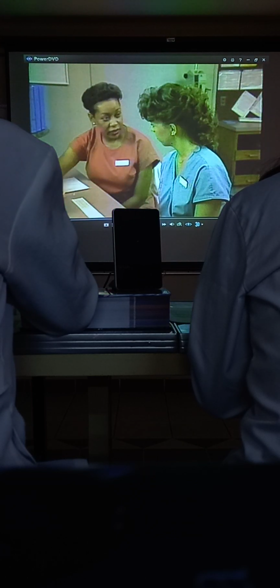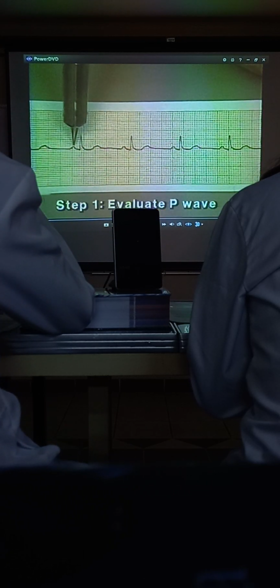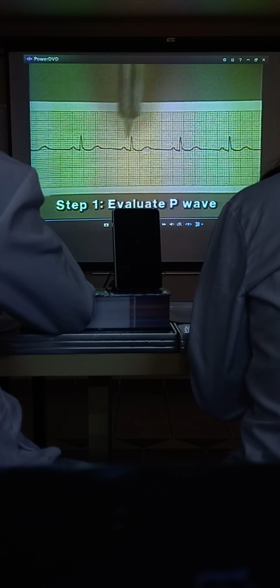In review, the 8-step method for interpreting EKGs includes the following steps. Evaluate the P wave. Look at its size, shape, and where it appears.